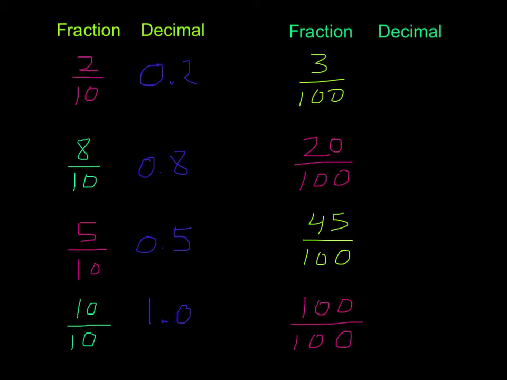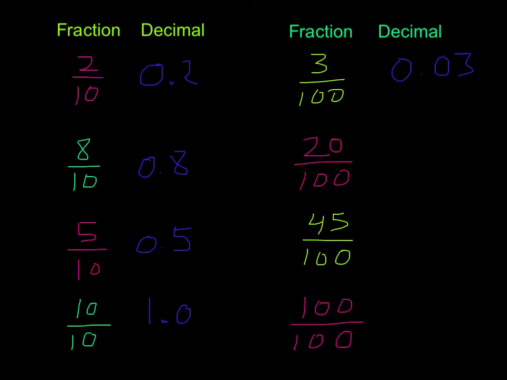Over here we have our fraction is 3/100ths. So because we're doing 100ths now, there's no whole number, so we're going to do our 0 point. We don't have any tenths, but we have a 3 in the 100ths column, so it's going to be 0.03.